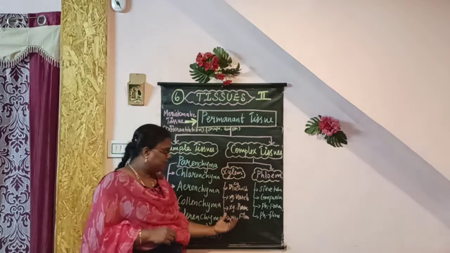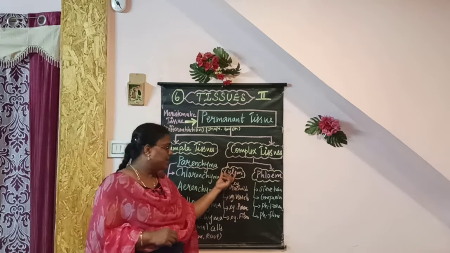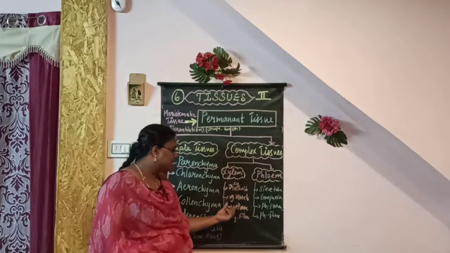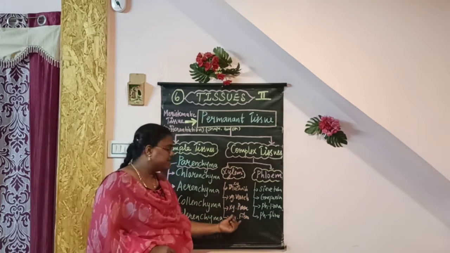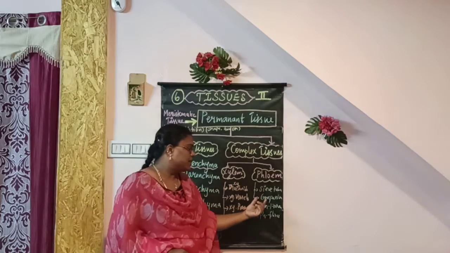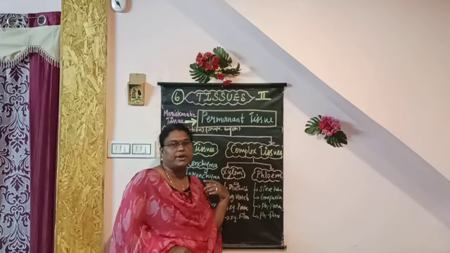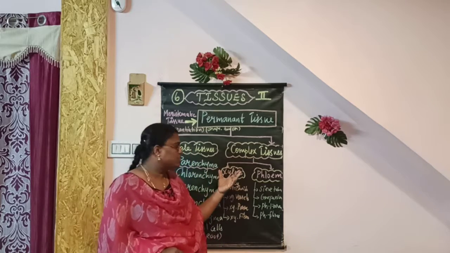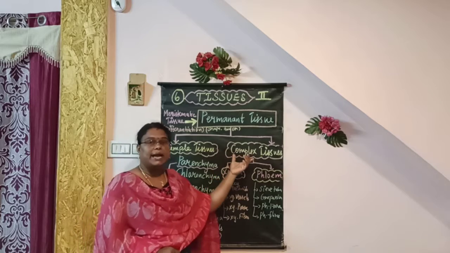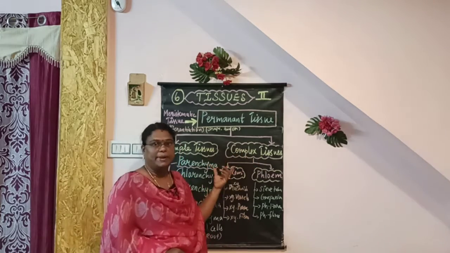There are many types of xylem and phloem. The xylem types are tracheids, vessels, xylem parenchyma and xylem fibers. The types of phloem are sieve tubes, companion cells, phloem parenchyma and phloem fibers. Now we'll see the functions of xylem. Xylem is a type of complex tissue which conducts water materials.